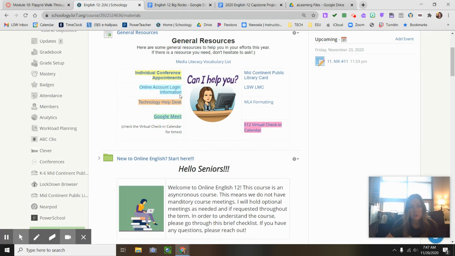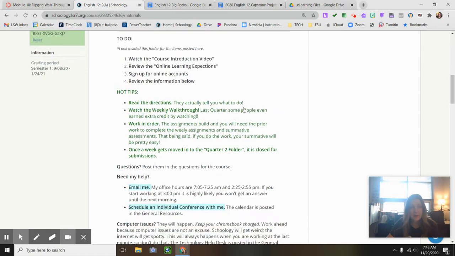In the general resources, I have links to set up a conference with me individually, so you can do appointment slots through Google Calendar. And so that's what I do. And then I just shoot them a Google Meet link. Again, they're all there: online account information, the technology help desk, the Google Meet, and the virtual calendar here.